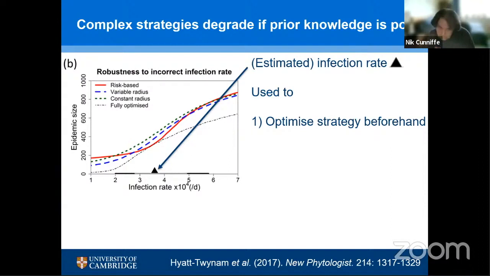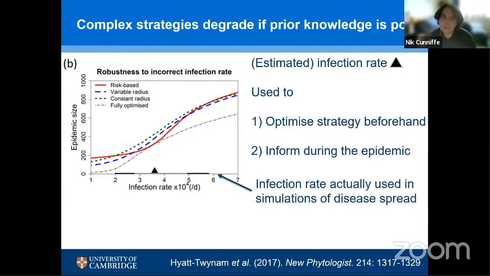The risk-based and variable radius controls also have tunable thresholds. So if you thought the parameterization should be 3.7 before the epidemic started spreading, that's the value you'd use to find those thresholds. So it was used to optimize the strategy beforehand. It's also used inside the algorithm which determines the risk-based control. An estimate is made of the chance that a host is critically infected. To come to that estimate based on the survey data, you need some notion of how fast the pathogen is spreading. So this prior knowledge is used there too.